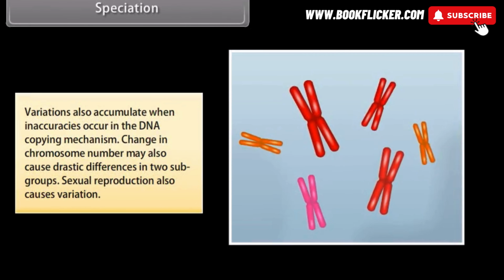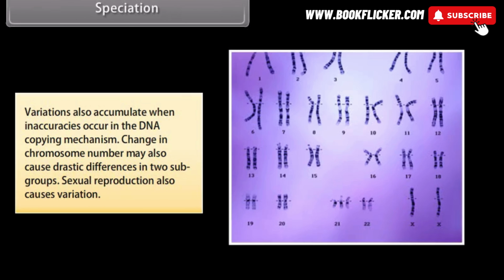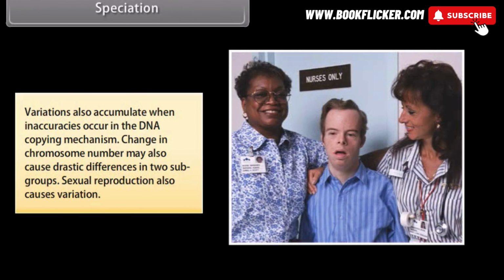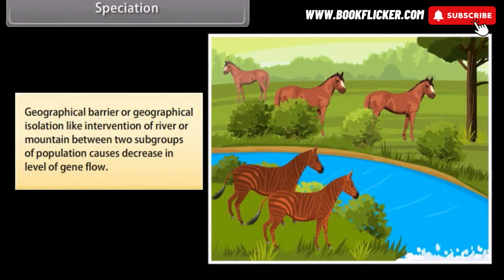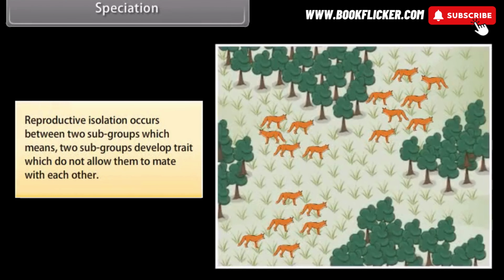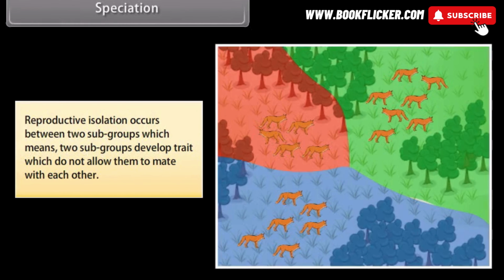Variations also accumulate when inaccuracies occur in the DNA copying mechanism. Change in chromosome number may also cause drastic differences in two subgroups. Sexual reproduction also causes variation. Geographical barrier or geographical isolation, like intervention of river or mountain between two subgroups of population, causes decrease in level of gene flow. Reproductive isolation occurs between two subgroups, which means two subgroups develop traits which do not allow them to mate with each other.